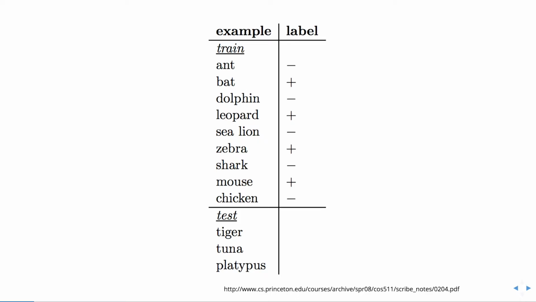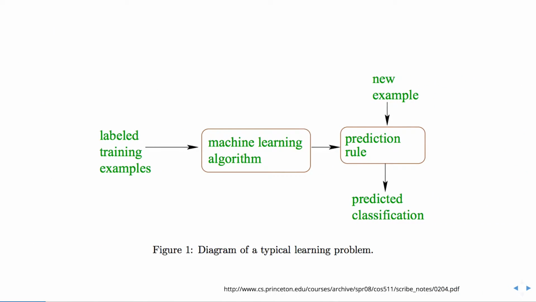And nothing's stopping a computer from thinking, okay, well, things that have a plus are things that start with a B, an L, a Z, or an M. And then all of our test data would be a minus. So what we're doing here is building a model to minimize the error between our labeling and our actual data. In more detail, we have a set of labeled training examples. We build a machine learning algorithm, and this algorithm creates a new prediction rule, and then when it sees a new example, it predicts the classification.